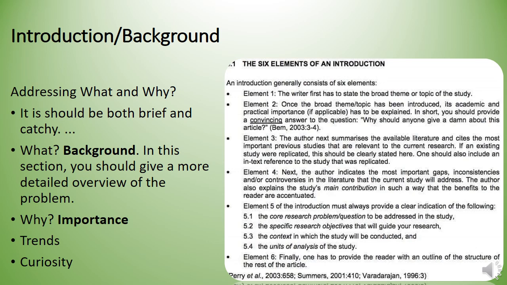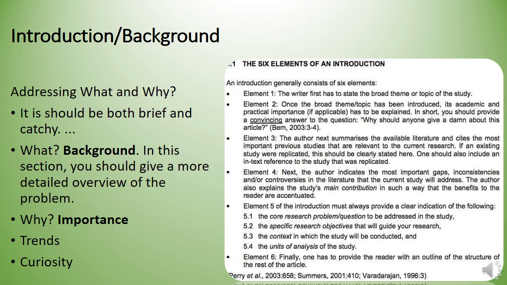Element number one, the writer first has to state the broad theme or topic of the study. You can call it the title of the study. Element number two, once the broad theme or topic has been introduced, its academic and practical importance has to be explained. Element number three, the author next summarizes the available literature and cites the most important previous studies that are relevant to the current research.